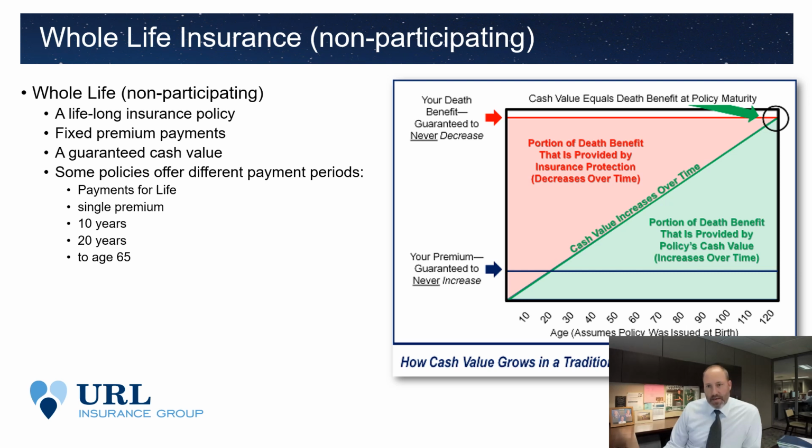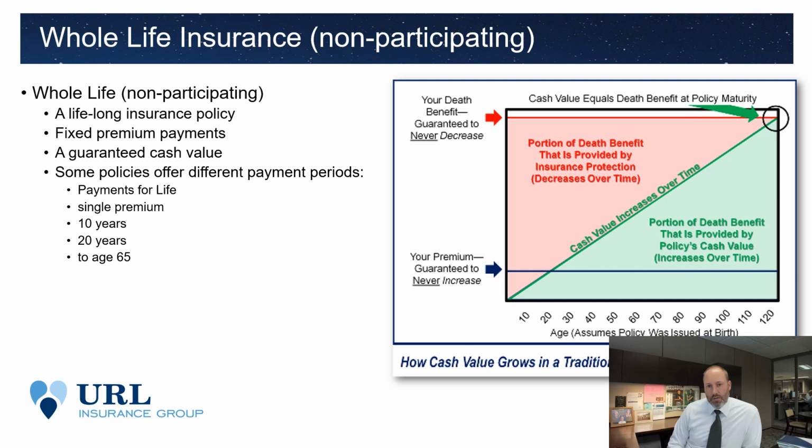Whole life insurance non-participating, a lifelong insurance policy with fixed premium payments and guaranteed cash value. Some policies offer different payment periods. You can have payments for life, a single premium, a one-time premium, and that's it, 10-year premium, 20-year premium payments only, or payments to age 65. So there are some different variations that your clients will have the ability to purchase.